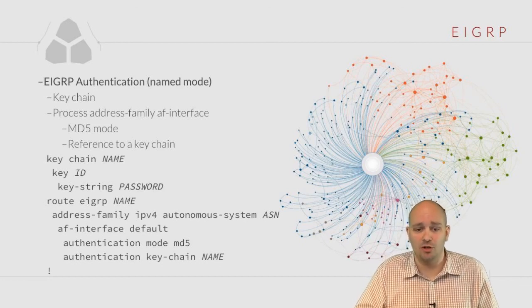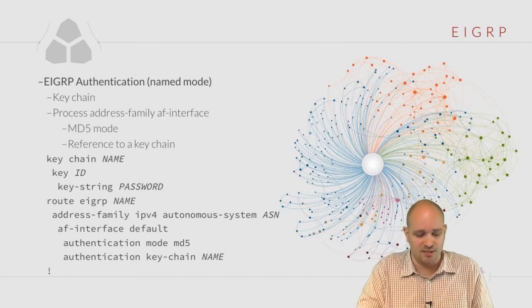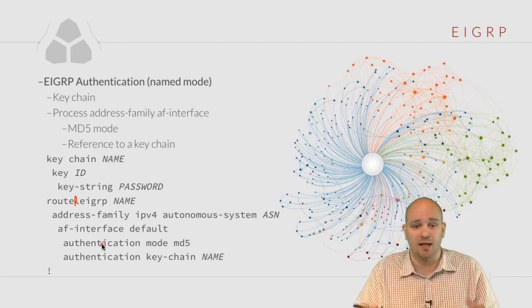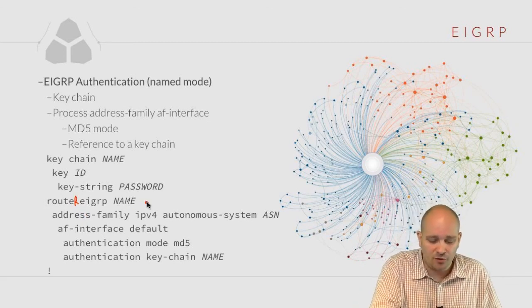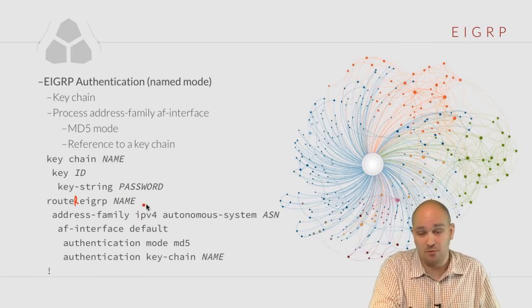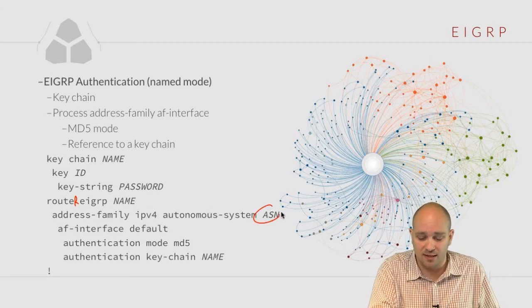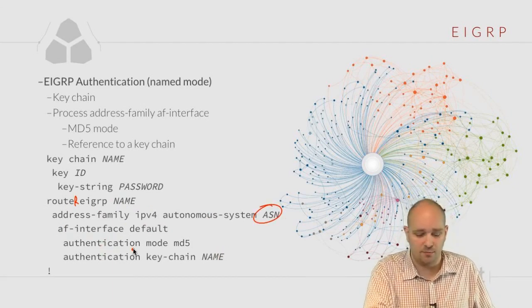Then we are going to go under the router eigrp name, and there is a tiny little typo there. It should say router eigrp, but that's fine. iOS would still accept this as a valid command. So we're going to say router eigrp, we are going to give it a name, so it can be name. We're going to say address-family ipv4 autonomous-system and then specify the AS number. We're going to go under the af-interface subconfiguration mode.